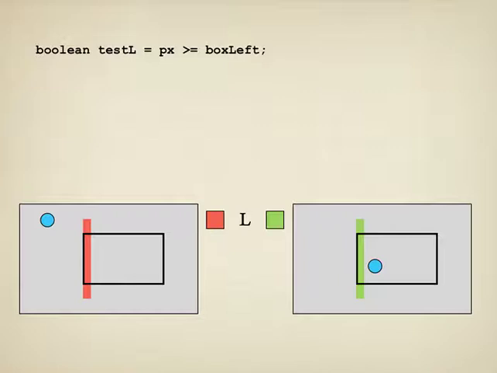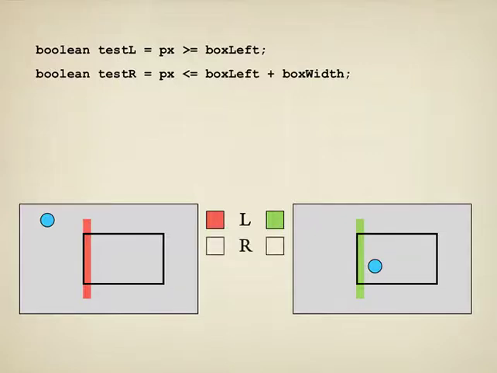So I'll tell you what, let's test the right-hand side. I'm going to ask, is the x value of the point less than or equal to the right side of the box, which is just the left point plus the width? Well, let's build our little scorecard, drop down the fence. Look at all the points to the left of the fence. Is the blue point to the left of the fence? Yes, it is. So that's true, and we'll mark it in green.